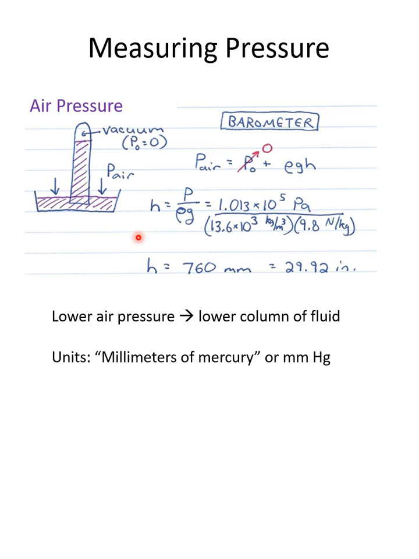Now, if the air pressure is lower, you're going to get a lower column of fluid because it's not going to be pushing as much. If air pressure is higher, you're going to get a higher column of fluid. And this is used in meteorology. Generally speaking, when there is low pressure, it means essentially that bad weather is coming in. If there's high pressure, atmospheric pressure, then we have good weather to look forward to.